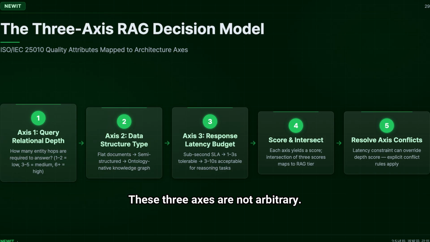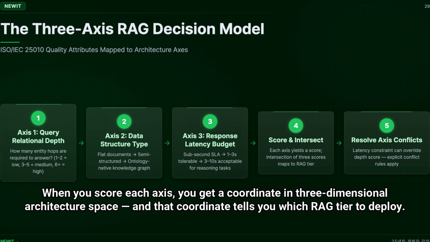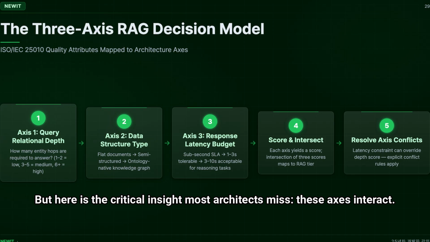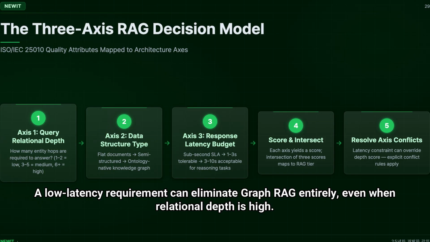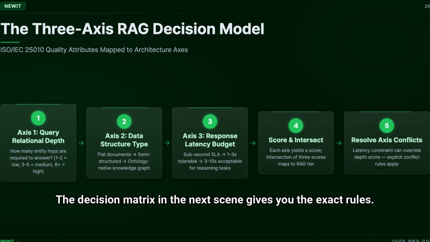These 3 axes are not arbitrary. They map directly to ISO/IEC 25010's quality attributes: accuracy, time behavior, and maintainability. When you score each axis, you get a coordinate in 3-dimensional architecture space, and that coordinate tells you which RAG tier to deploy. But here's the critical insight most architects miss: these axes interact. A low latency requirement can eliminate graph RAG entirely, even when relational depth is high. How do we resolve that conflict? The decision matrix in the next scene gives you the exact rules.